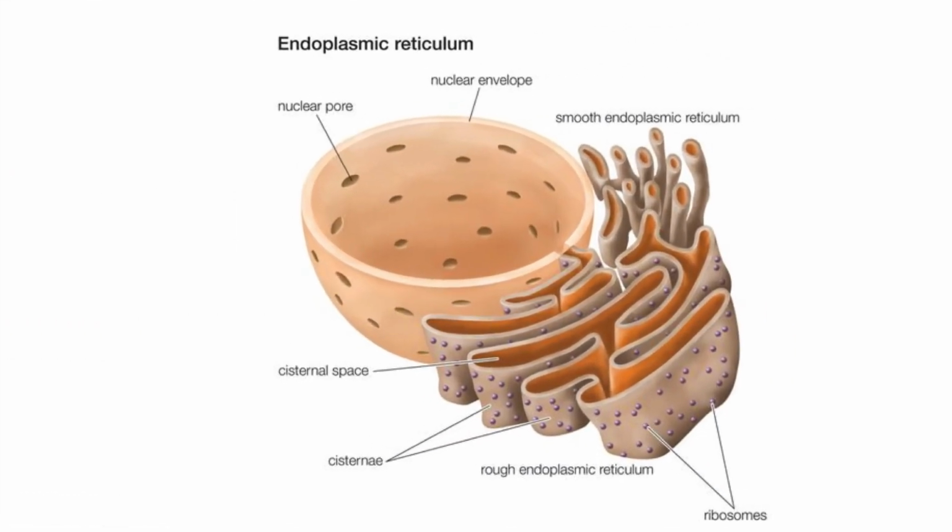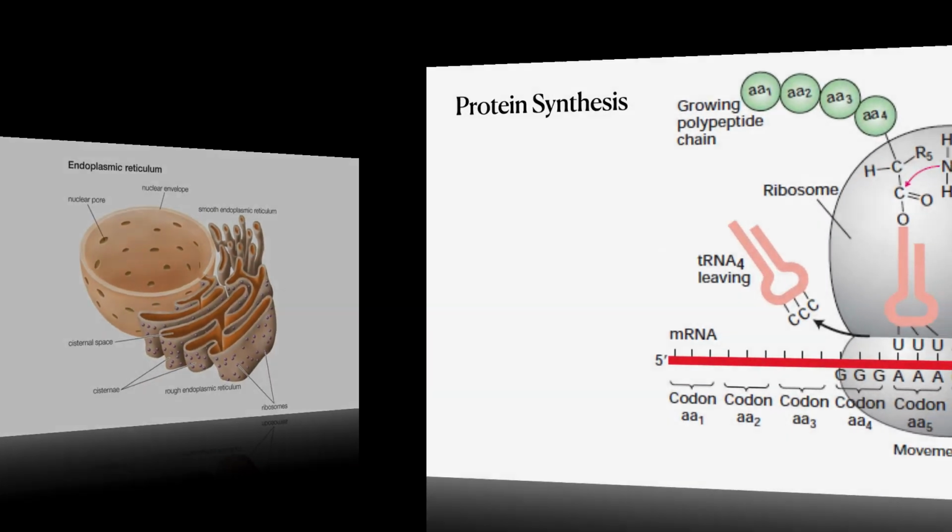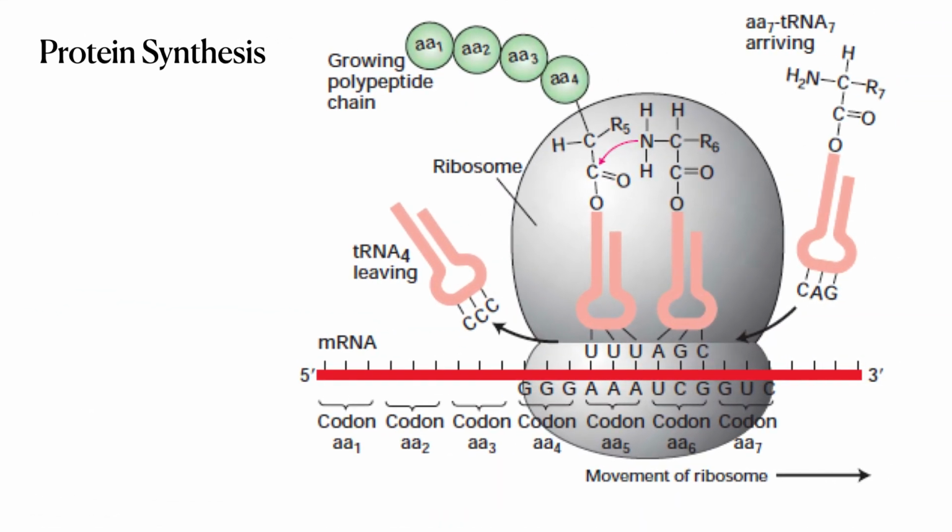Here's just a little bit of detail about the endoplasmic reticulum. You can see it's adjacent to the nucleus, so when the messenger RNA leaves the nucleus, it goes right into the endoplasmic reticulum, and the ribosomes start reading it. And here you can see a depiction of that process.